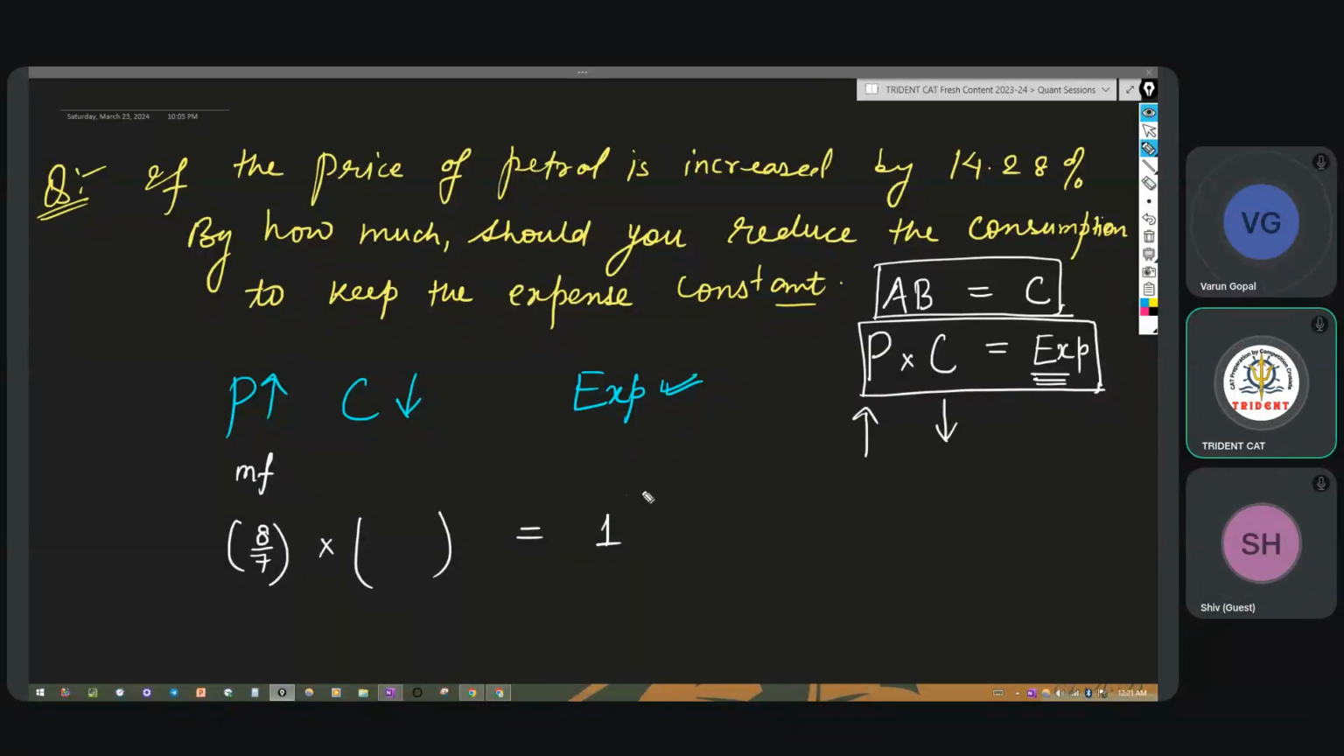I don't want any change. Anything that I do will change from the earlier expense. So it has to be 7 by 8, the multiplying factor for the decrement. Now, can you guys quickly tell me what is the percentage decrease here?